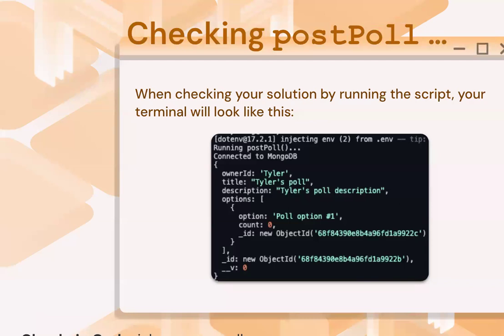Yeah, so if your post poll function is successful, this is what you guys will see in your terminal. So you're running the post poll function, you're connecting to MongoDB, and then you're posting this poll, which you can see here, it's Tyler's poll. And then by running this operation, you're actually putting the poll into your database. So your database now has Tyler's poll.